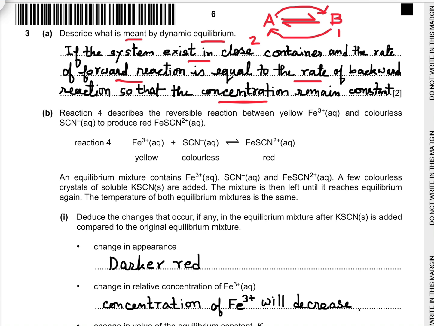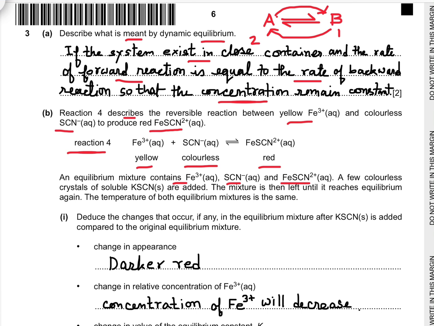So that's it. B. Reaction 4 describes the reversible reaction between yellow ferric ion and the colorless thiocyanate ion to produce ferric thiocyanate ion. Reaction 4 is given. So the color of iron, ferric ion, is yellow, and the thiocyanate is colorless, and the product, which is FeSCN2+, is red.